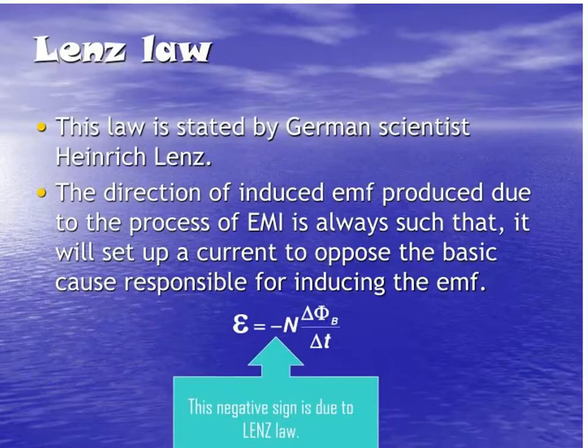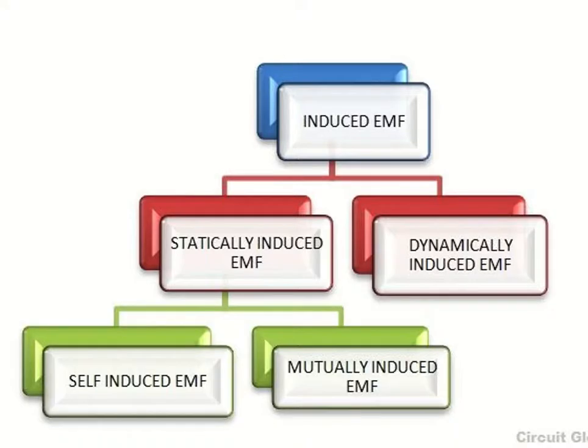Induced EMF means whenever the conductor cuts the magnetic flux, an EMF is automatically induced. We are not applying a constant battery or anything. It is generated by relative motion between the coil and the magnetic field. Such EMF is known as induced EMF. It is classified into two types: statically induced EMF and dynamically induced EMF. Statically, as the name itself says, means stationary; dynamically means moving. Statically induced EMF is again divided into self-induced and mutually induced EMF.